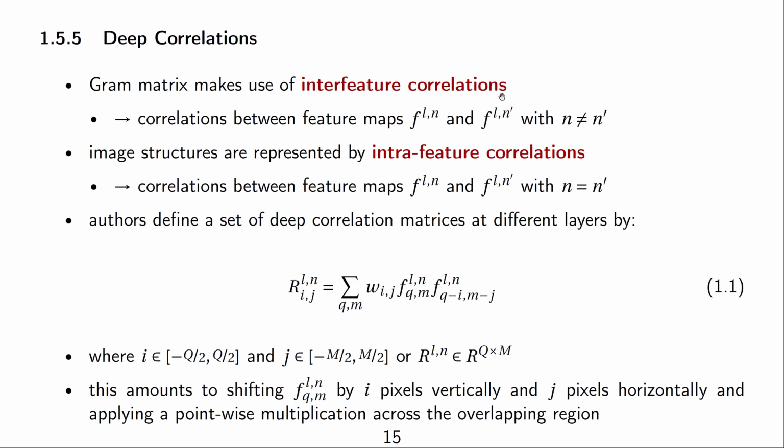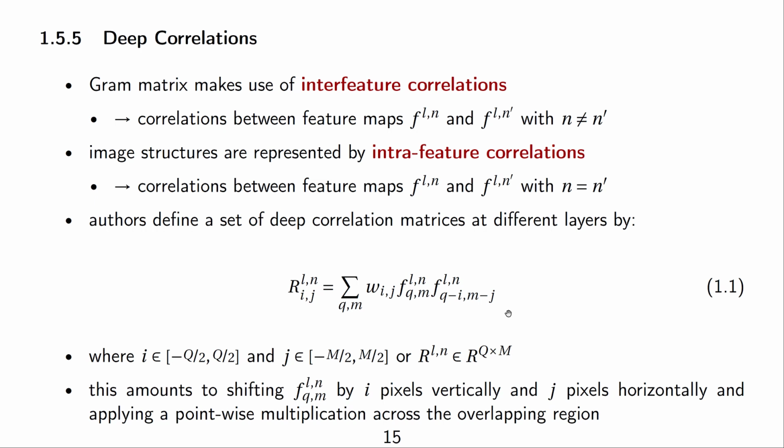So the gram matrix basically makes use of inter-feature correlations or inter-channel correlations. So we have correlation between feature maps F^l_n and F^l_n', where n is not the same as n'. And now the authors propose to use something that measures intra-feature correlations. So correlations basically of a feature map with itself, where that means these feature maps where n equals n'. If you took some signal or image processing course before, basically what the authors propose is to use a weighted autocorrelation.